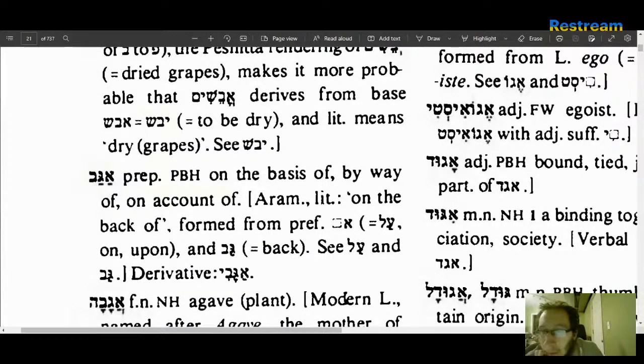So, let's see. This actually might be a good place to stop, just because it's at a good stopping point, because we're at the end of Aleph Bet. So I think in terms of a compact lesson, it's a good place to stop. It's already an hour and a half.